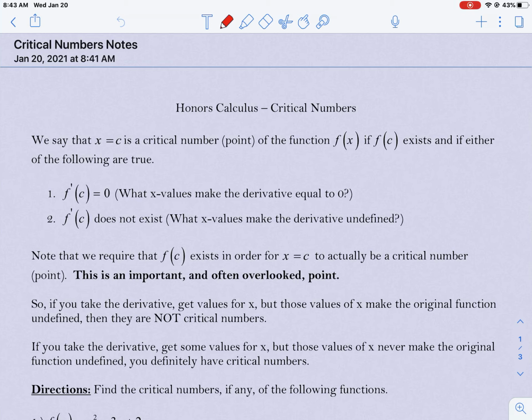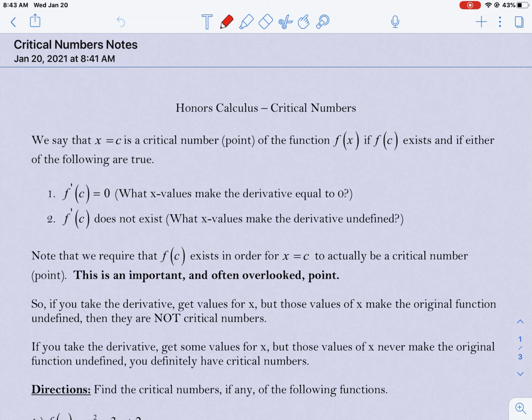Basically, a critical number is when you set the derivative equal to 0, or you find where it's undefined. And those numbers for x would be critical values or critical numbers. Now, the problem is, let's say you set the derivative equal to 0, or you make the derivative undefined, which is how you make the denominator equal to 0.